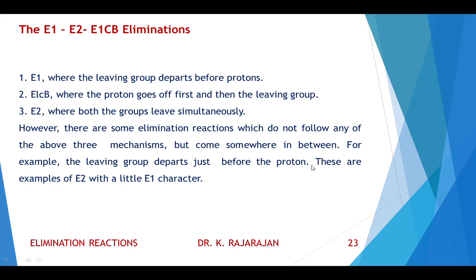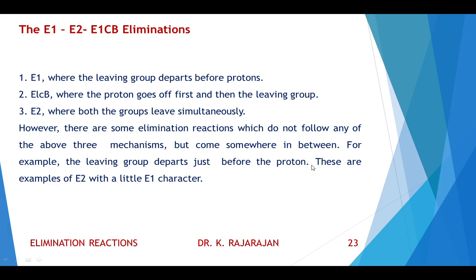Now let's get into the lesson. In the E1 elimination, the leaving group departs before the proton, whereas in the E1CB mechanism, the proton goes off first and then the leaving group departs. But in the E2 mechanism, both the groups leave simultaneously. This is the distinguishing fact among the three mechanisms.